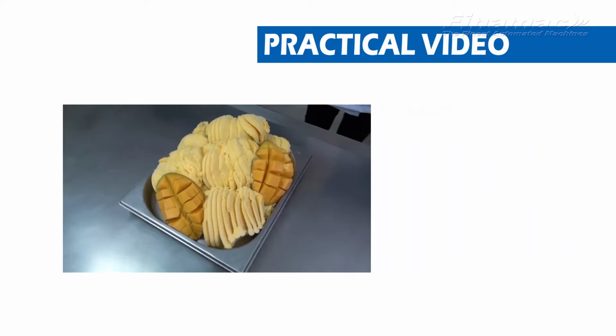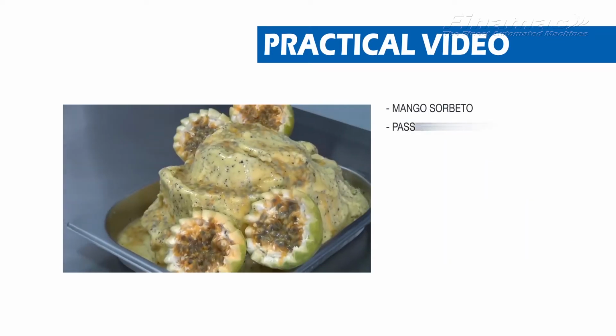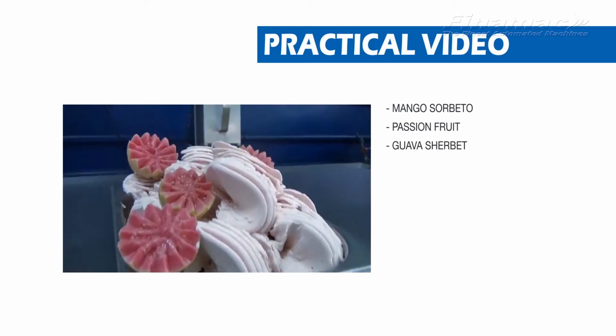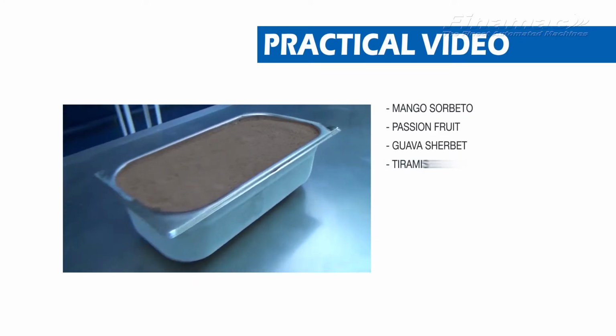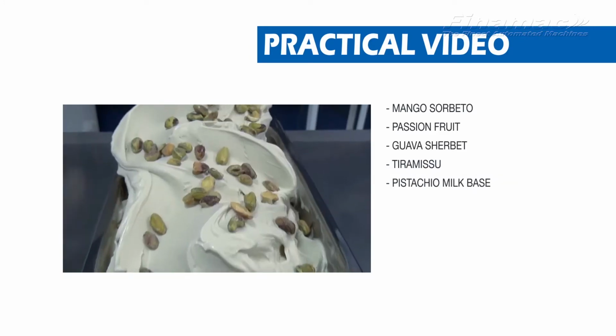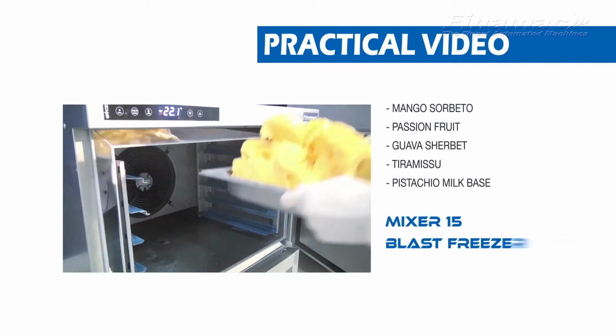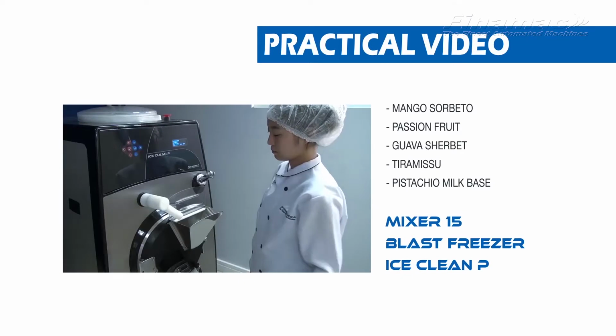Today we will produce 5 recipes: mango sorbetto, passion fruit, guava sherbet, that is a recipe with milk but with low amounts of fat, tiramisu and pistachio milk-based flavor using the following machines: Mixer 15, Blast Freezer, and the Ice Clean P.